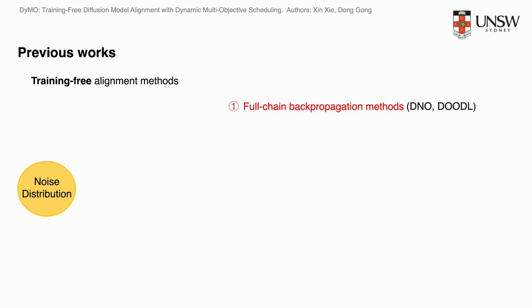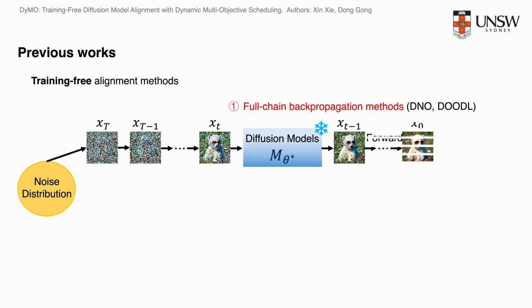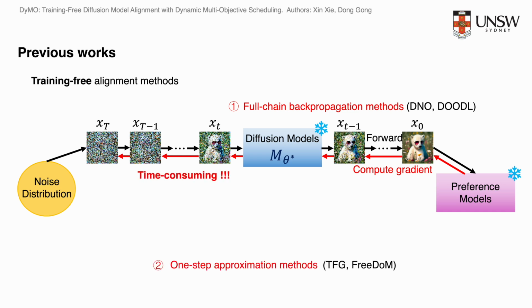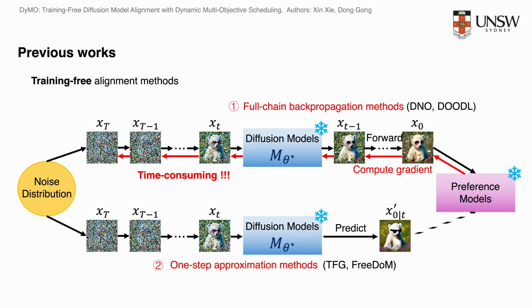In contrast, training-free methods use pre-trained preference models to guide the generation process. However, full-chain backpropagation is time-consuming, and one-step approximations often yield blurry images, leading to inaccurate guidance, especially in early steps.